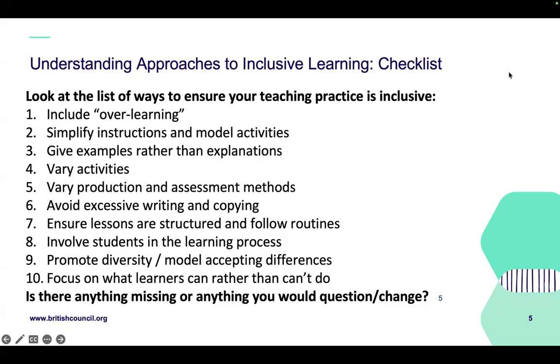Okay, so Kaina says the checklist covers many good inclusive teaching practices such as using clear instructions, varied activities, and focusing on learner strengths. One thing that could be added is providing regular feedback and using assistive technology to support different learning needs. Overall, it is a strong and practical checklist for inclusive learning. Thank you.